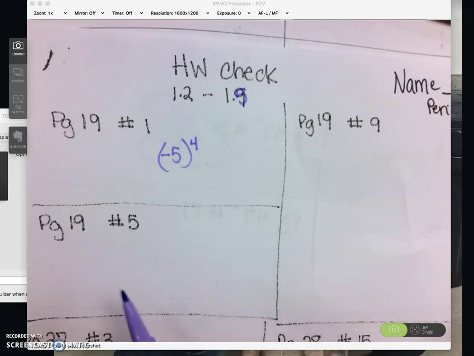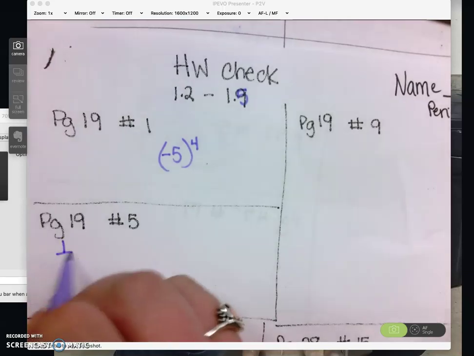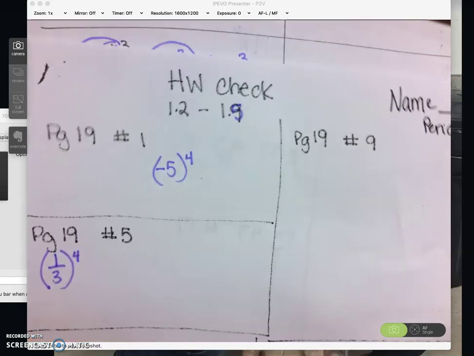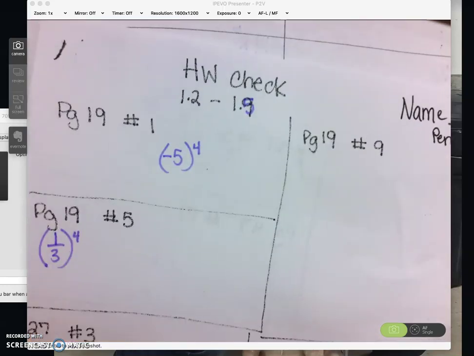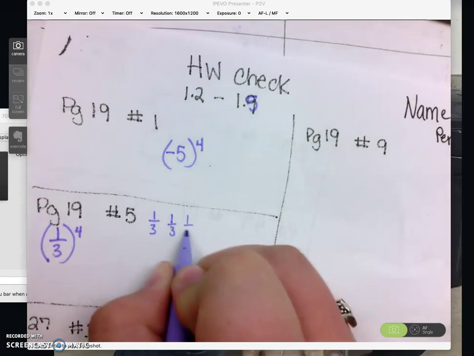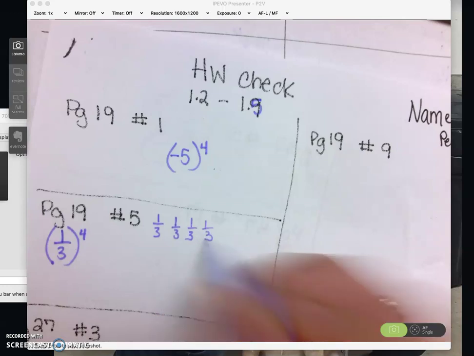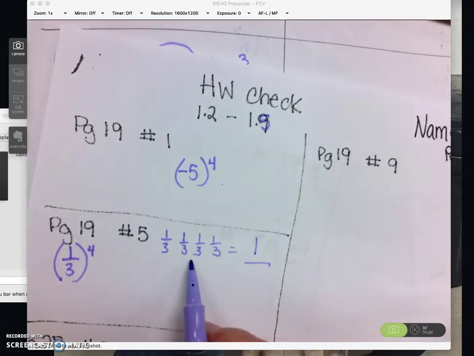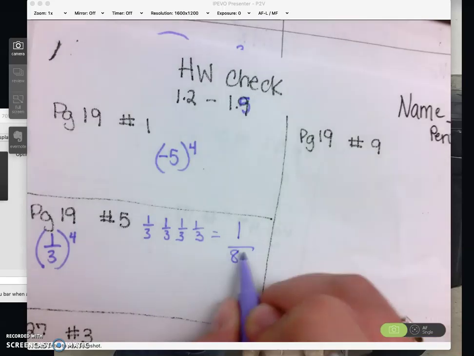Page 19, number 5 is 1/3 all raised to the fourth power. Remembering that that's 1/3 times 1/3 times 1/3 times 1/3. So 1 times 1 times 1 times 1 on top, 3 times 3 times 3 times 3 on the bottom. 81.